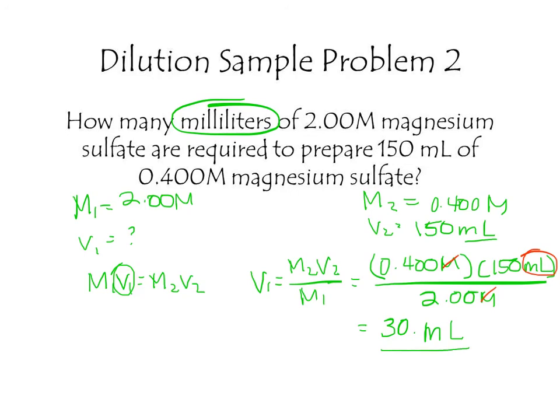Again, that is our final answer: 30 milliliters of the 2.00 molar solution of magnesium sulfate are required to make the 150 milliliters of 0.400 molar magnesium sulfate. And this is the third video of the installment. So go ahead and move on to the next video for calculating titrations or calculating pHs.